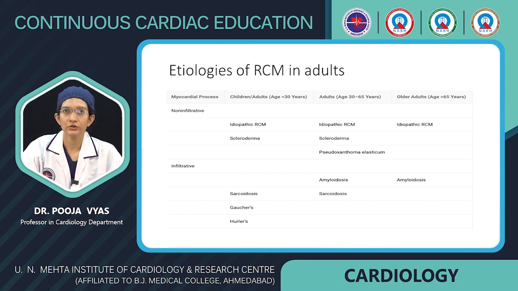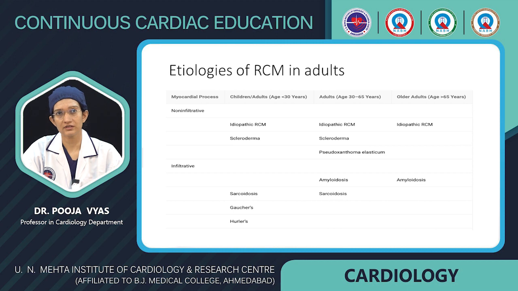There are different etiologies found in different age groups of patients. So if we divide them by which etiology is more common in which age group, take the group of non-infiltrative restrictive cardiomyopathies. If the patient's age is less than 30 years, then idiopathic RCM and scleroderma are more common. If the patient's age is between 30 to 65 years, then we should think about either idiopathic RCM, scleroderma, or pseudoxanthoma elasticum. And in older patients, more than 65 years, idiopathic RCM is more common.